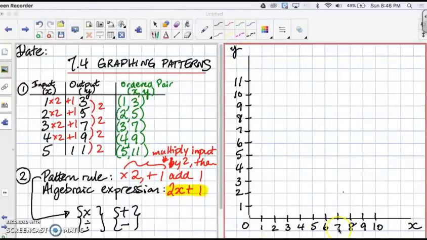Now it's up to you as to what scale you want to go up by. I chose 1 because it was the easiest and I had enough room. You could go up by 2s, you could go up by 3s. It's up to you. Just make sure your scale is even all the way on your x-axis, and make sure your scale is even all the way on your y-axis.